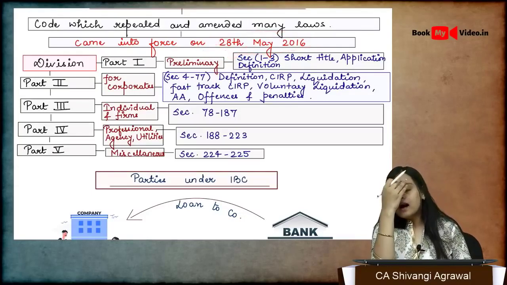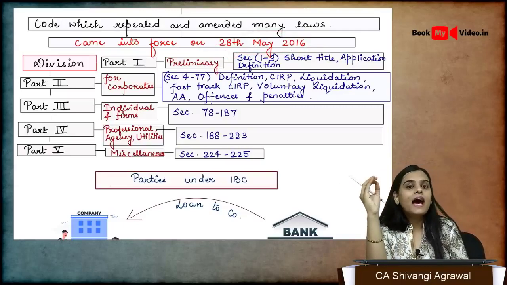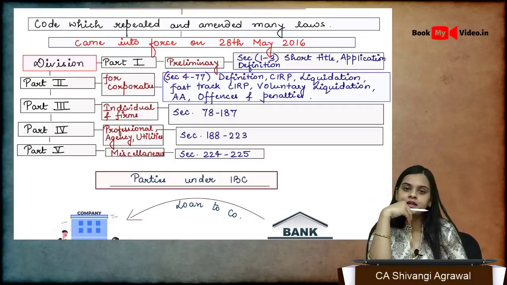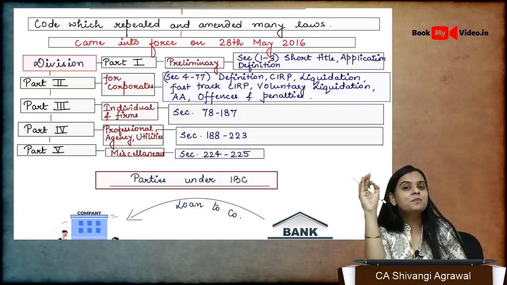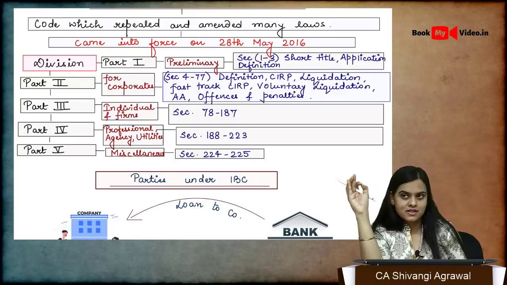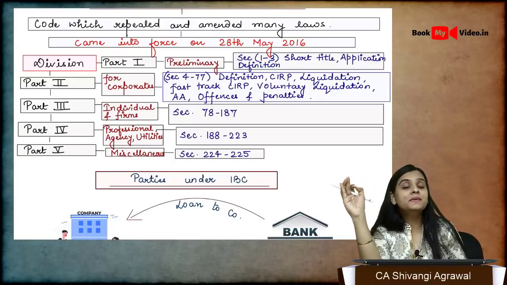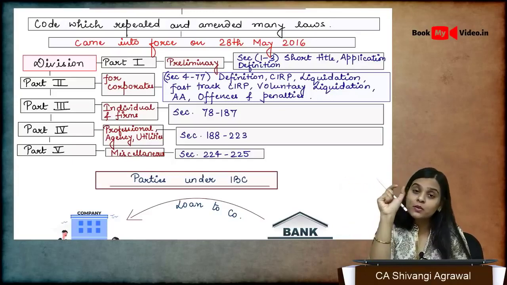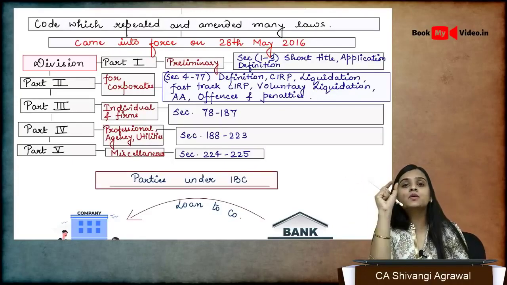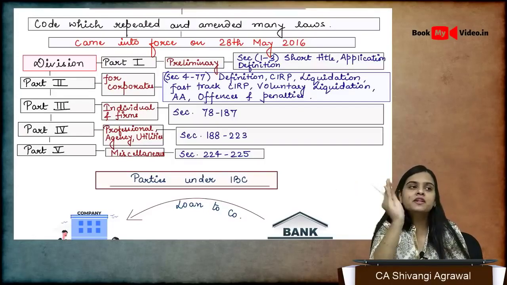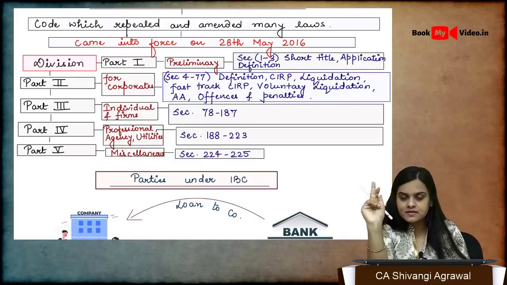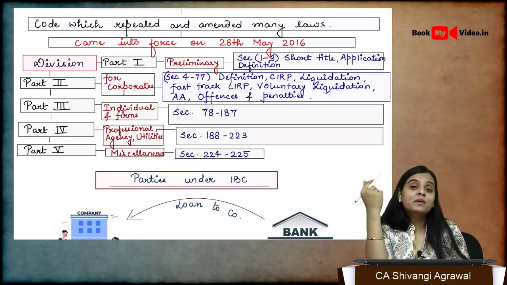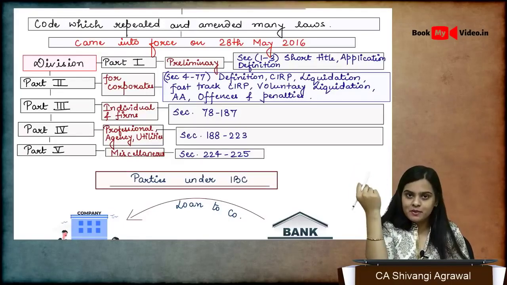Now, under this particular code, we have an authority, or you can say we have a board, which is the Insolvency and Bankruptcy Board of India. It is IBBI, which is commonly known as the board. So throughout the act, wherever board is written, it does not mean the board of directors of a company. It means IBBI. Clear?